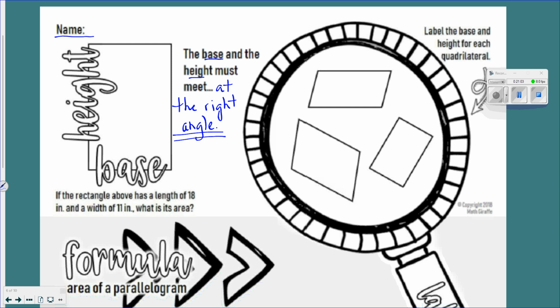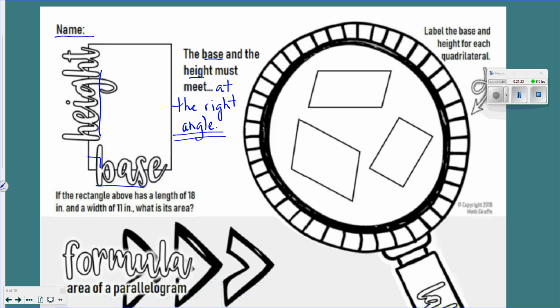So on all of your figures, you're going to have a magic box, a right angle marker. Why is that magic? Because when I'm looking at a figure, that is going to tell me what my base and what my height are. The two lines that touch that magic box are the two that you need to find area.